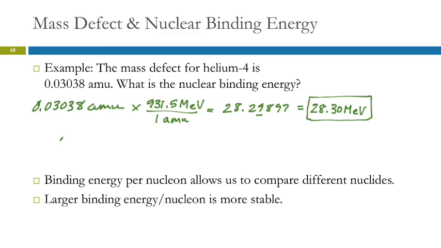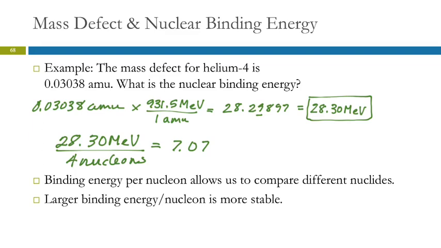So if we take this and divide by 4 nucleons, then we get the binding energy per nucleon. And that allows us to compare between different sizes of nuclei. So mega electron volts per nucleon. So that's 7 mega electron volts per nucleon. The larger the binding energy per nucleon, the more stable the nucleus is.